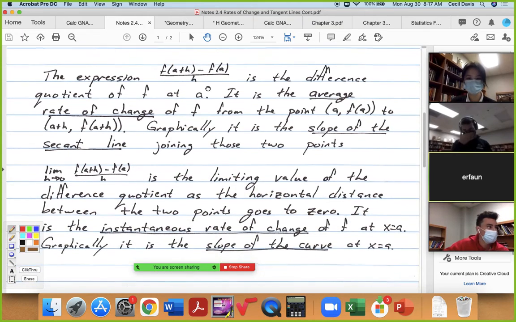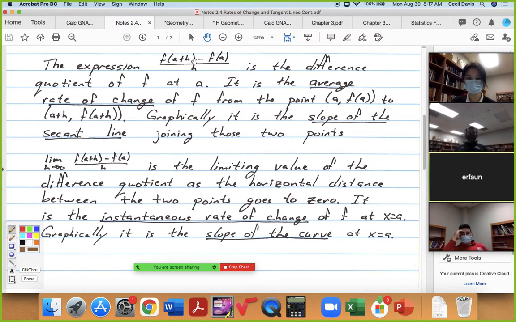So this expression that we've been using, f of a plus h minus f of a over h, is the difference quotient of f at a. It's the average rate of change of f from the point a, f of a, to the point a plus h, f of a plus h. So graphically, it's just the slope of the secant line joining those 2 points.